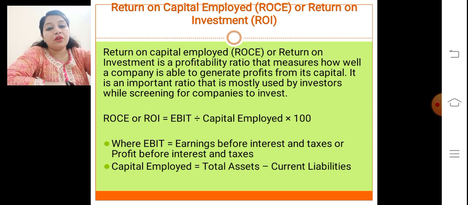And the formula of return on capital employed or return on investment is equal to EBIT upon capital employed multiplied by 100. What do you mean by EBIT? EBIT is equal to earning before interest and tax or profit before interest and tax. Capital employed is total asset minus current liability. This is capital employed, the formula of capital employed.